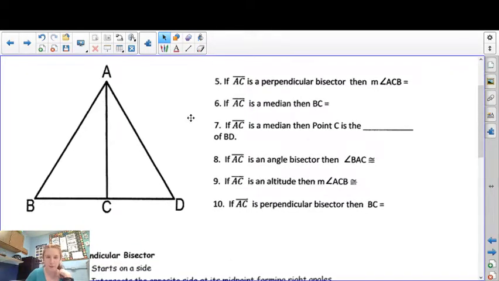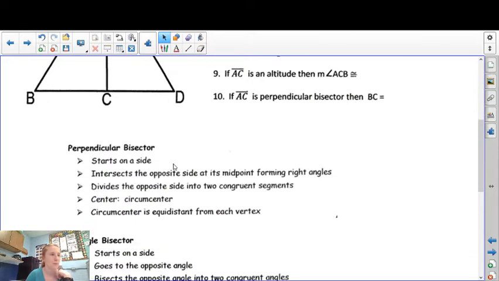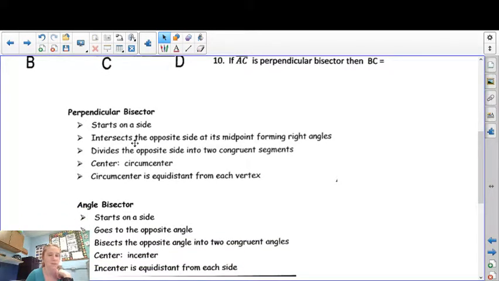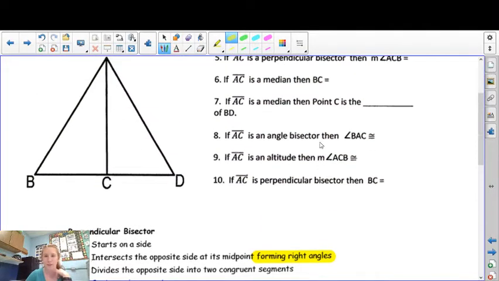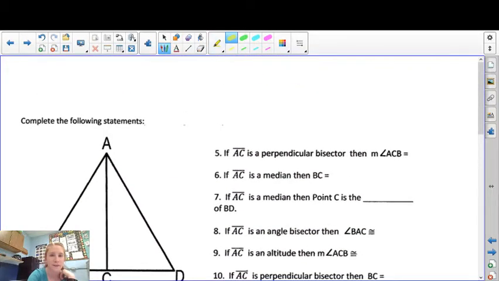Complete the following statements. If AC is the perpendicular bisector, then the measure of angle ACB is what? What does it mean to be a perpendicular bisector? Starts on the side, intersects the opposite side, forming right angles. So it creates a 90-degree right angle, so that means that this angle is 90 degrees.